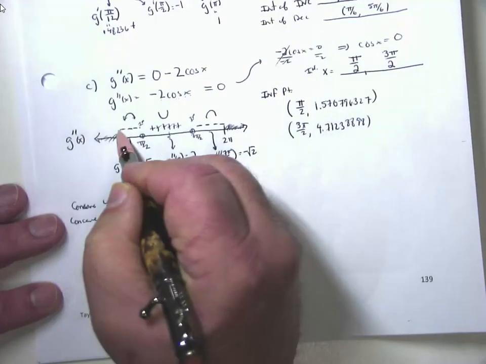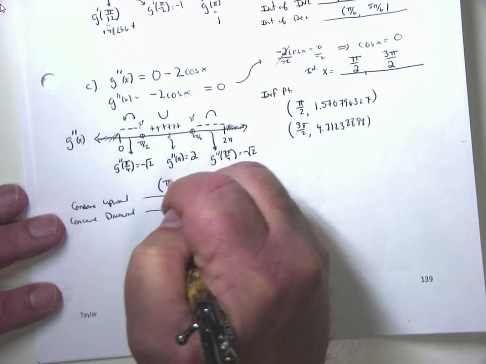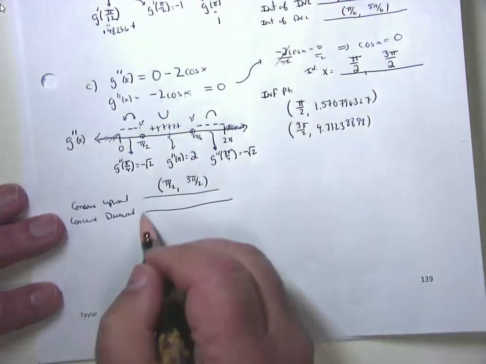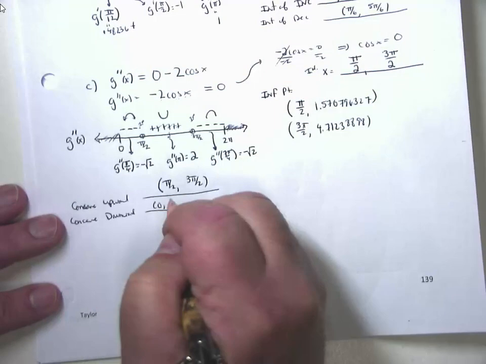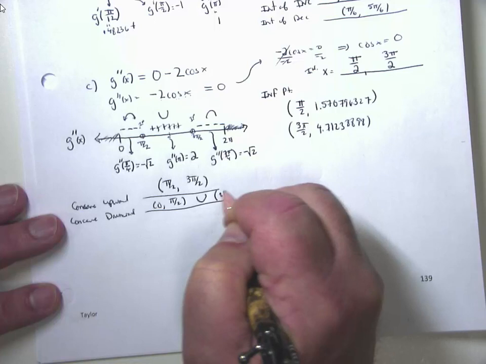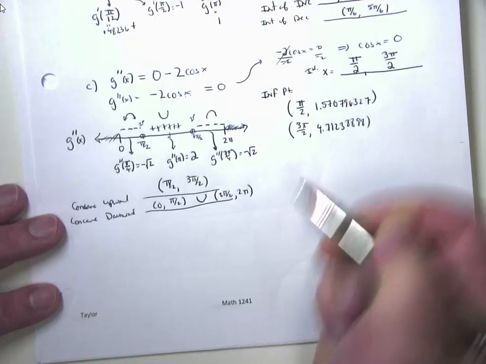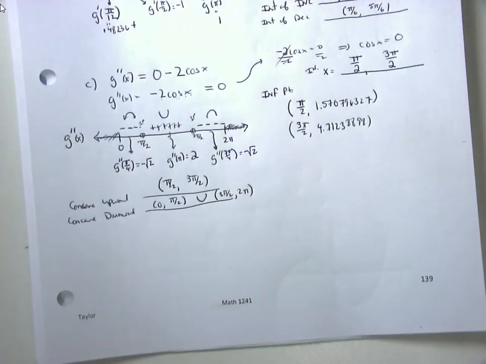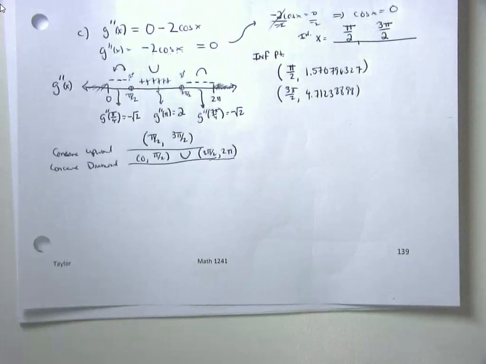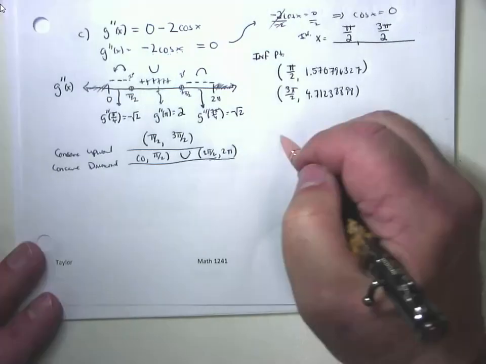It is concave upward between pi halves and 3 pi halves. It is concave downward between 0 and pi halves, union 3 pi halves up to 2 pi. Remember, 2 pi we cut it off, so 0 to 2 pi. Does that make sense? So there's your part C.